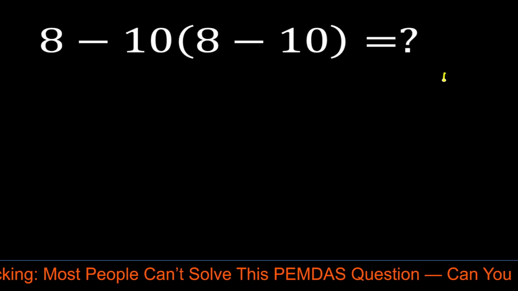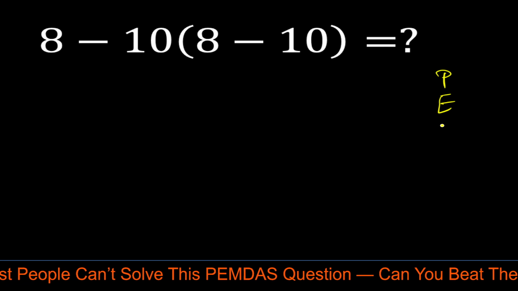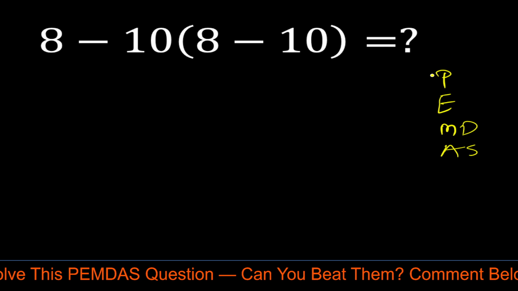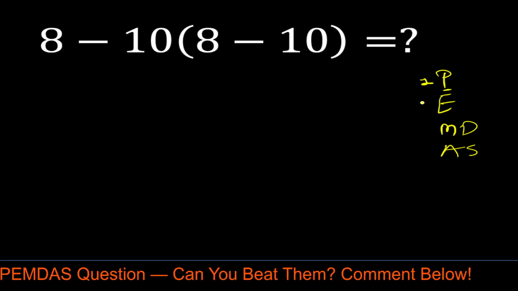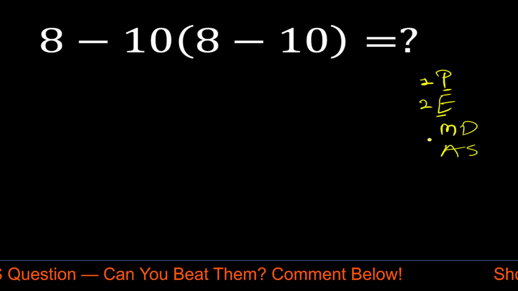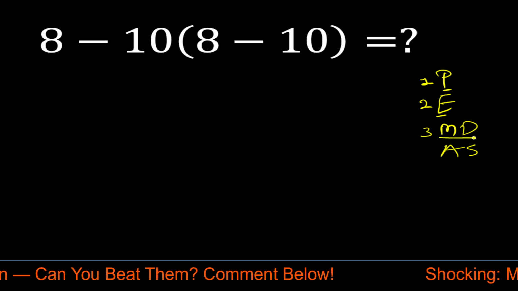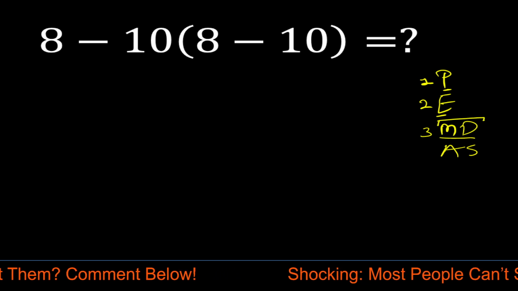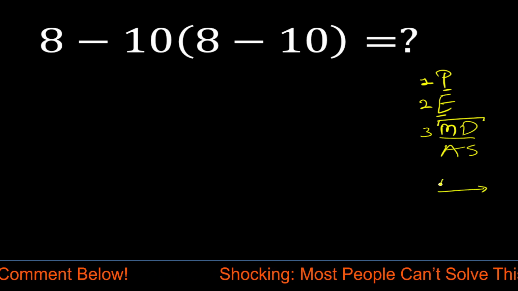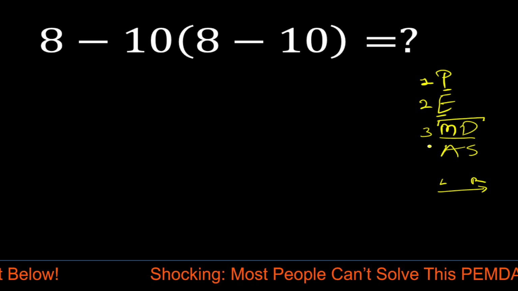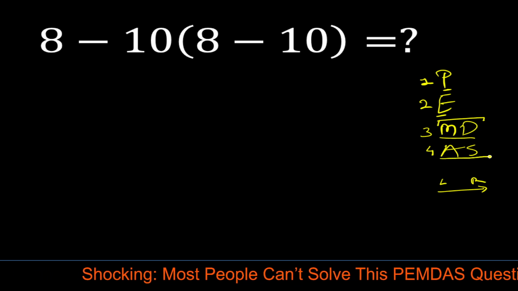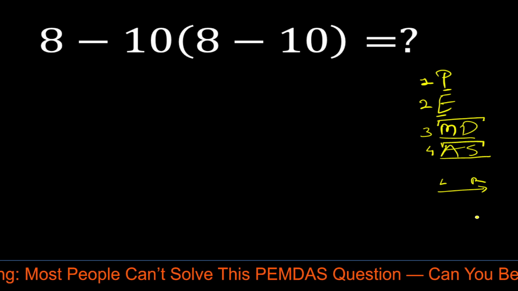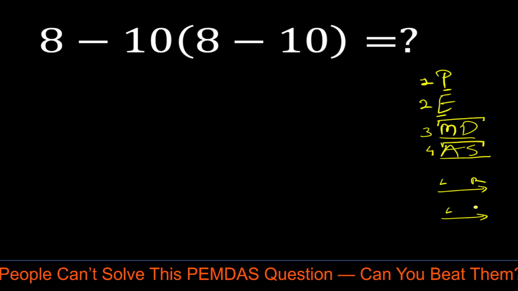So PEMDAS, P M D A S. According to PEMDAS, first priority is parenthesis, then second priority is exponents, then third priority is multiplication and division. Here multiplication and division both have equal priority, so we have to solve it from left to right. And fourth and last priority is addition and subtraction. Also addition and subtraction both have equal priority, so we have to solve it from left to right.